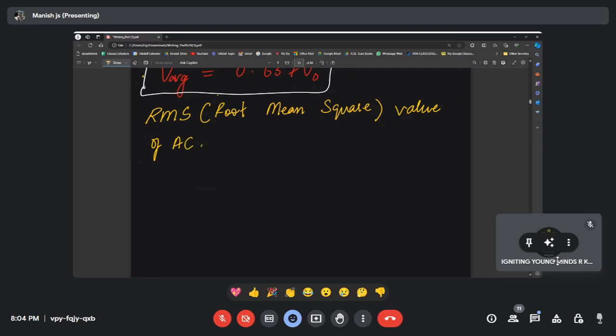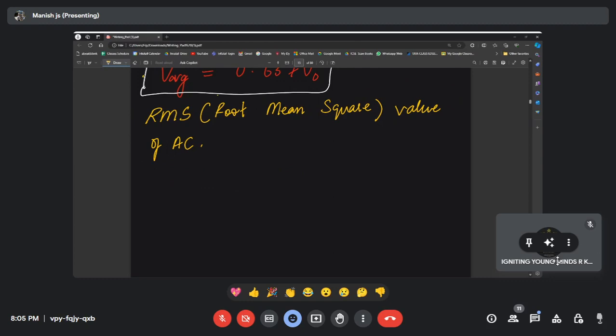What is the root mean square value of the AC? Now here, the root mean squared value, what is the meaning? We define this particular term, root mean squared value, as the value of the current which is going to produce the heating effect in the resistor when it is connected to an AC supply.